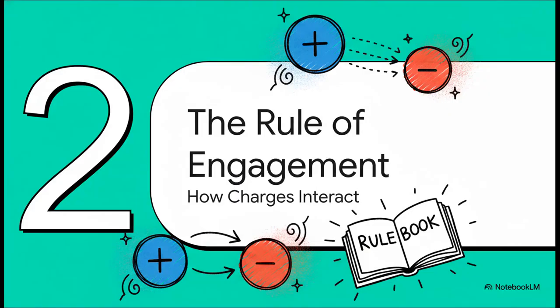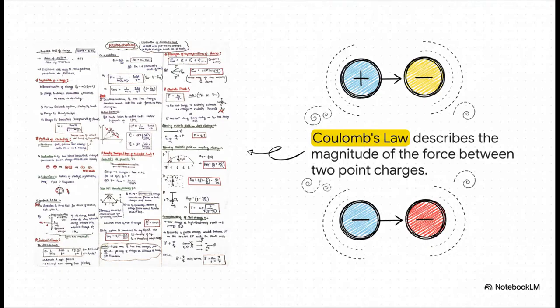Okay, so we've got these positive and negative charges. The big question is, what happens when they actually get near each other? How do they interact? Well, let's take a look at the rulebook. And that rulebook has a name. It's called Coulomb's law. This cool little equation tells us the exact strength of the force between any two charges. And it really just depends on two things: how strong the charges are, and, this is the big one, the distance between them. The key thing to remember here is that the force gets way weaker the further apart the charges get, and it drops off really, really fast.